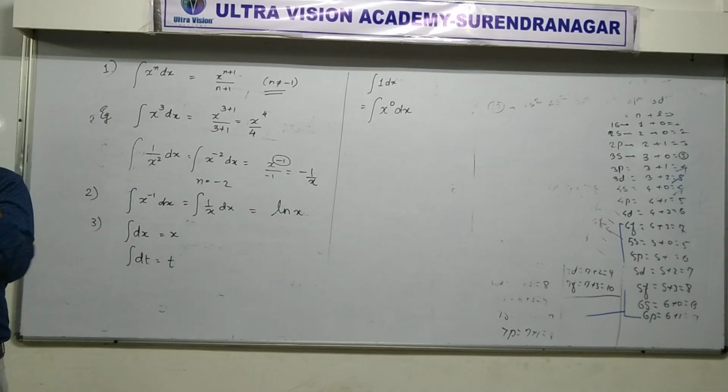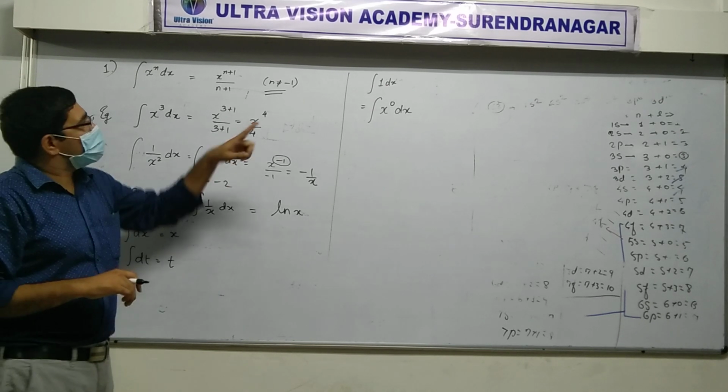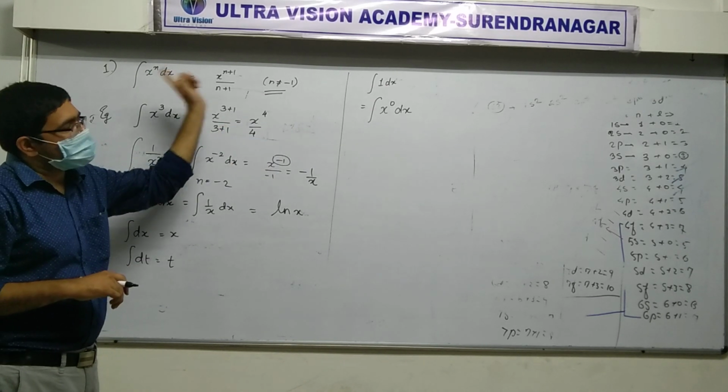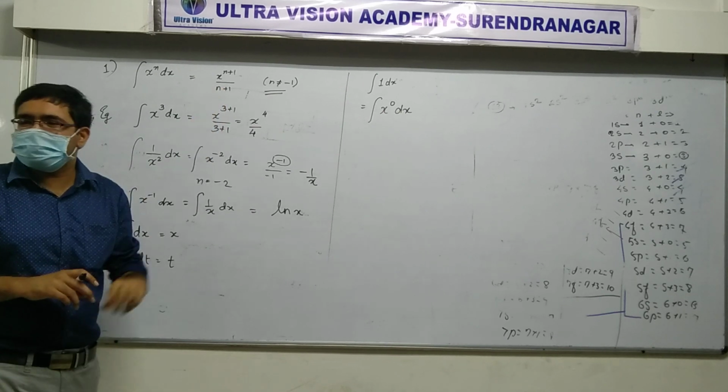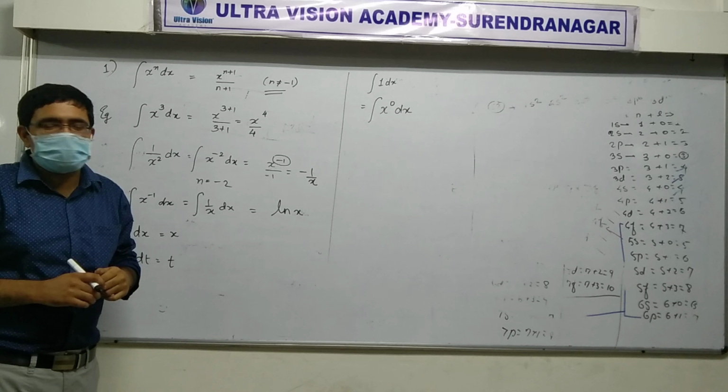X raised to 0 is 1. Correct or not? Yes. Sure? Yes. Okay. Now, is it like this form? Yes. What's the value of n? 0. Zero. Can we use this rule? Yes. Let's use it. What do you do?